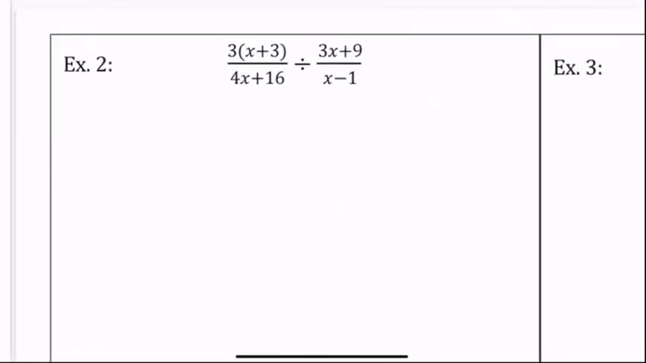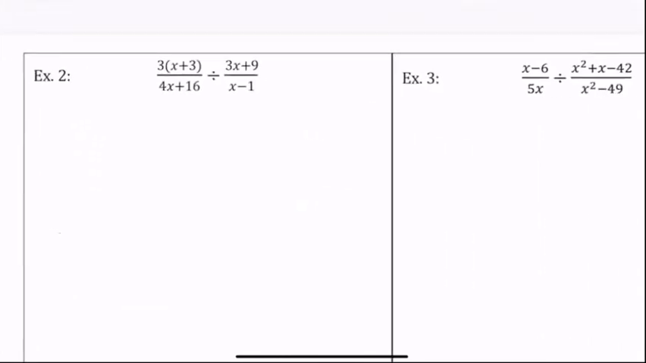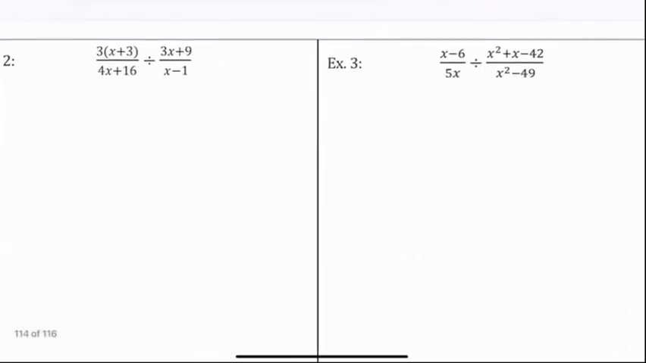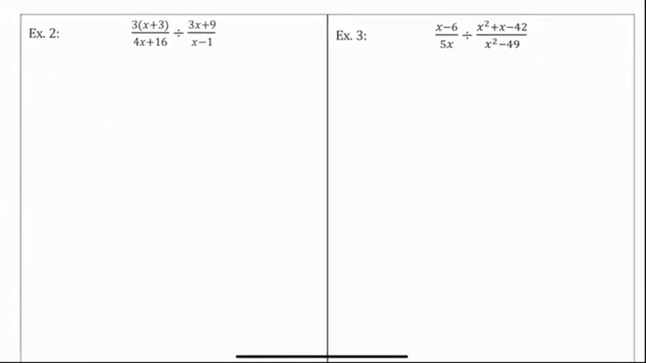Let's go to the next one. Okay. Actually, let's do, be a good way to split these up. Let's do 2 and 3. So pause, try 2 and 3, and then come back.